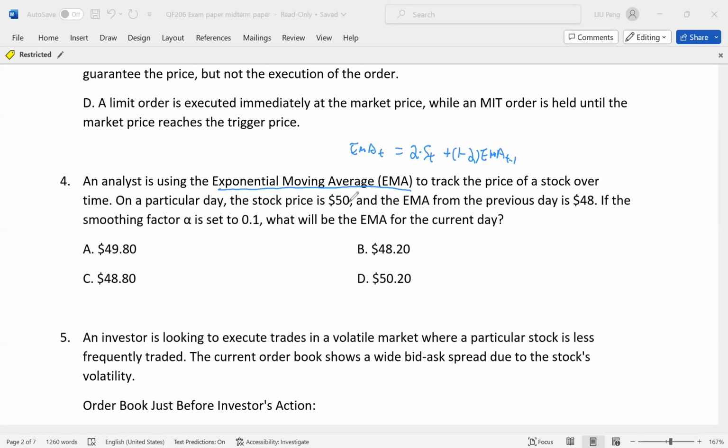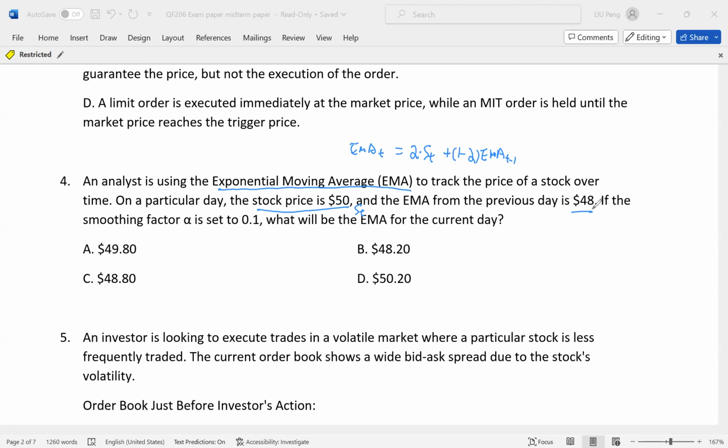Okay, so if that's the case, let's plug in the numbers. Stock price is $50. That means ST is equal to 50, for the particular day. And EMA from the previous day, which is our EMA t minus 1, this one is 42.